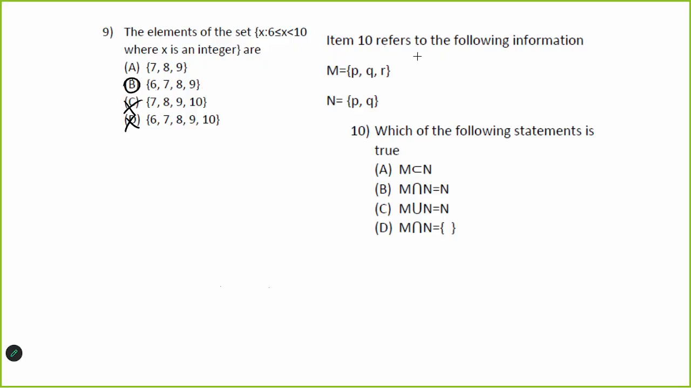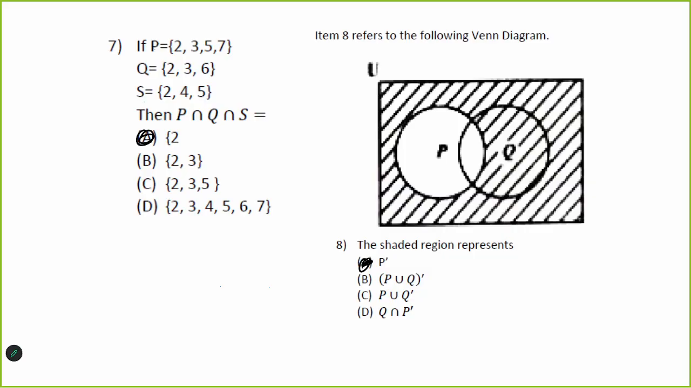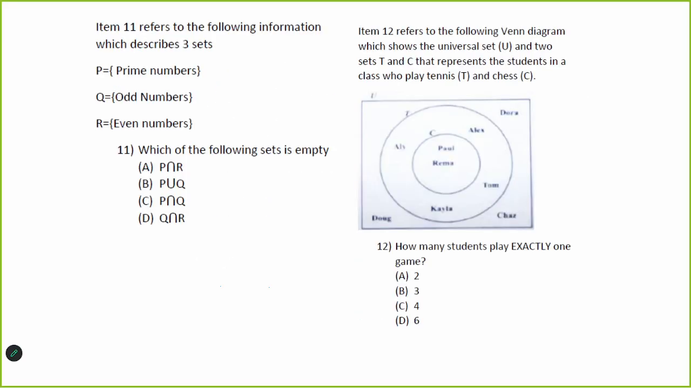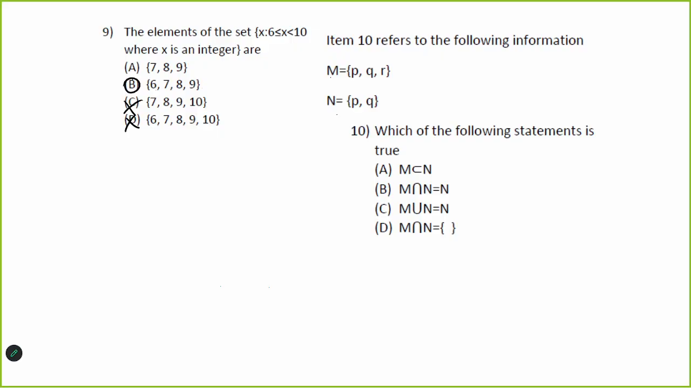Item 10 refers to the following information. Which of the following is true? This is a repeated question, which we said when we combine M and N, we got... Did I type down this question? It looked like I typed it out. Yes, it did. M union N would give you M. Right? So it'll have to be C. So the union of these two would give you set M.